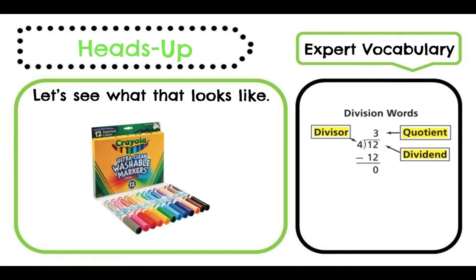So let's take a look at what that did look like. Here is a box of 12 markers, and they're laid out on the table. Do you remember what that total group of markers is called? If you said the dividend, you're correct. The dividend is the number of markers that we have laying out on the table there. That's 12. But our divisor is 4. So the 12 divided by 4. Let's divide those up now.